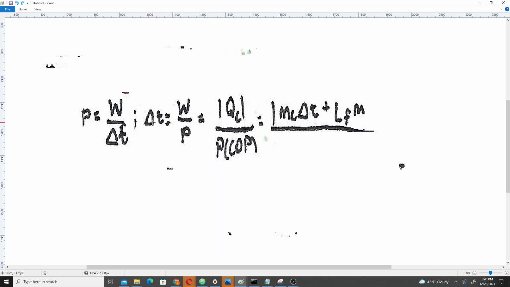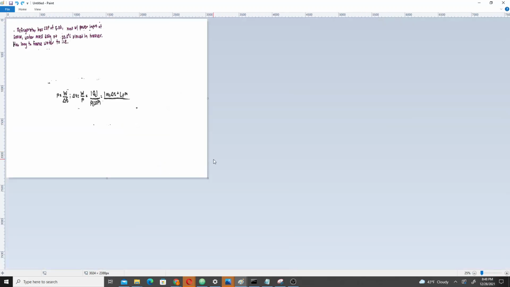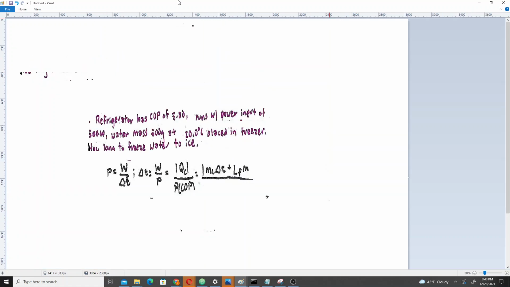So QC is the change in thermal energy of the water. So it starts off as a liquid at 20 degrees Celsius, and it's placed into a freezer. How long for the water to freeze to ice?